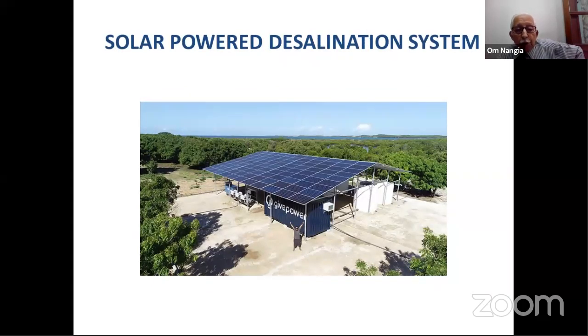This is a solar powered desalination system. Because there is going to be a big shortage of water, we have to adopt this desalination system for purifying the water from the sea. And solar power is one of the useful applications for desalination of seawater.